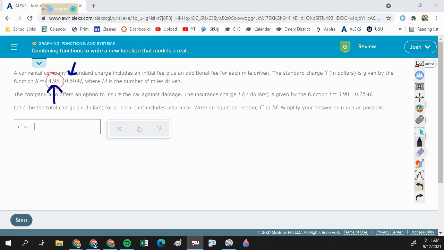So we're going to add the initial charges. So 18.85 plus 0.75m. So if you rent the car and you pay for the insurance, it's going to cost you $18.85 for the rental and the insurance, and then they charge you 75 cents per mile driven.